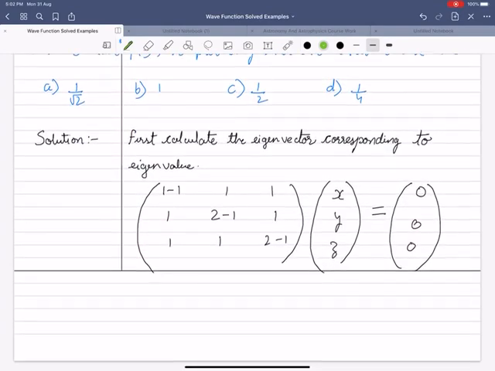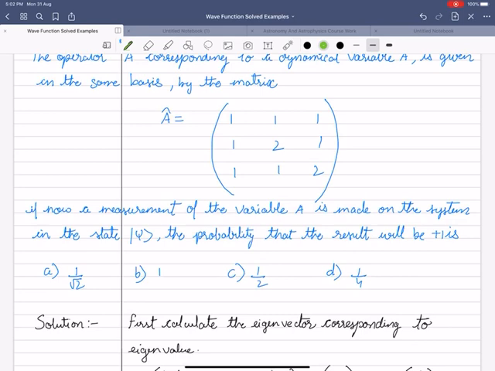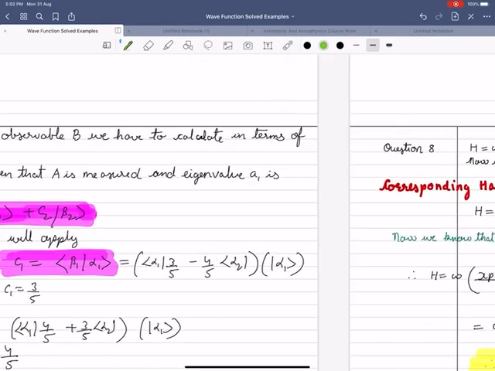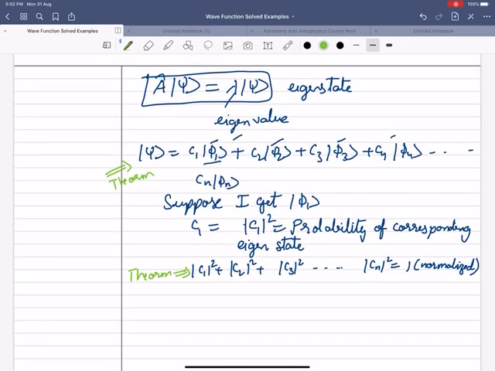Now read the problem once more. It is asking the probability that the result will be plus 1. What is this plus 1? Plus 1 is the eigenvalue. I want to make clear once again that the eigenvalue and this c1 are different things. Don't confuse c1 with the eigenvalue. These are two different things.